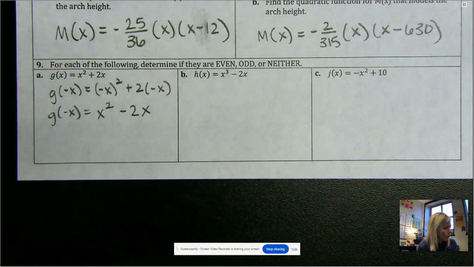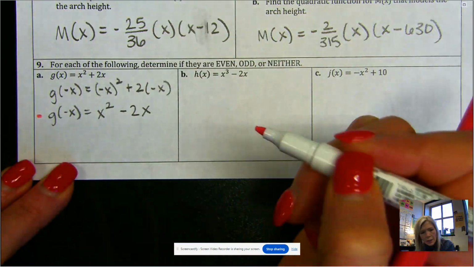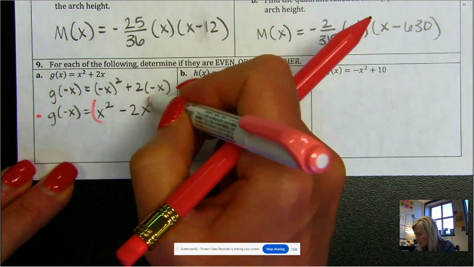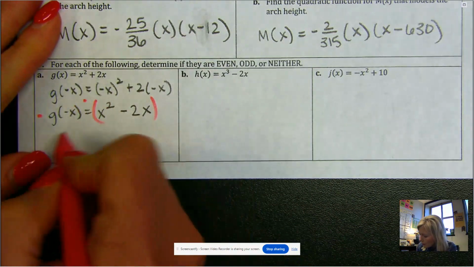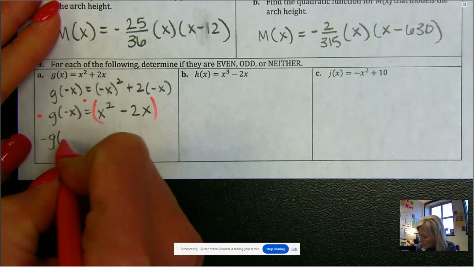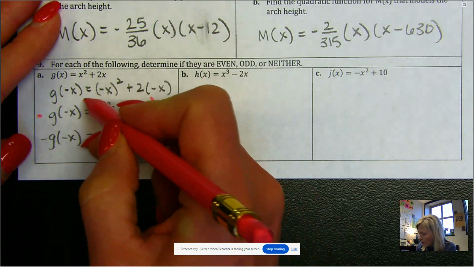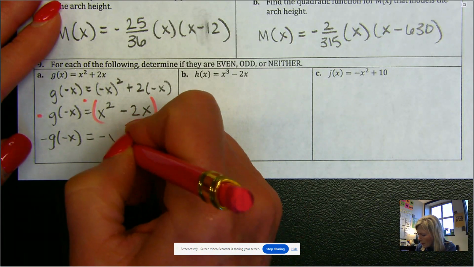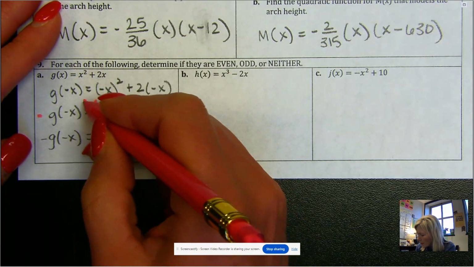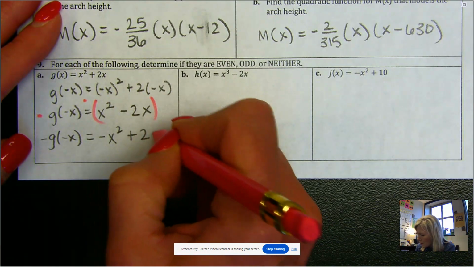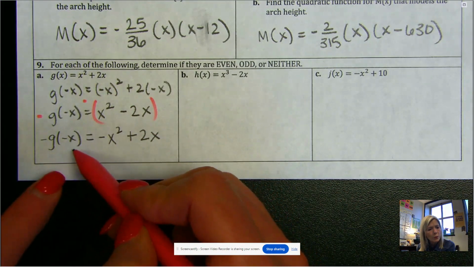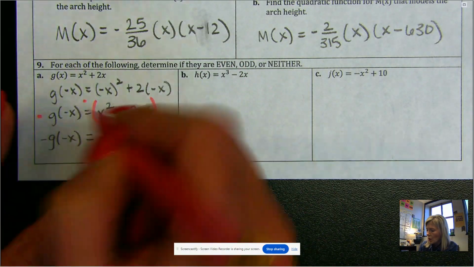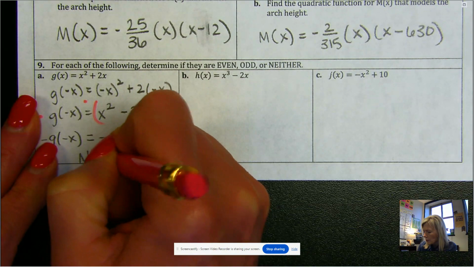So now we do a little check for odd. And to check for odd, we're going to do negative g of negative x. Put this in parentheses with a negative on the outside. So that means negative g of negative x equals, when I distribute, I get negative x squared, negative, so plus 2x. This is also not what I started with, and I tried both rules. So it's not even, it's not odd, it is neither.